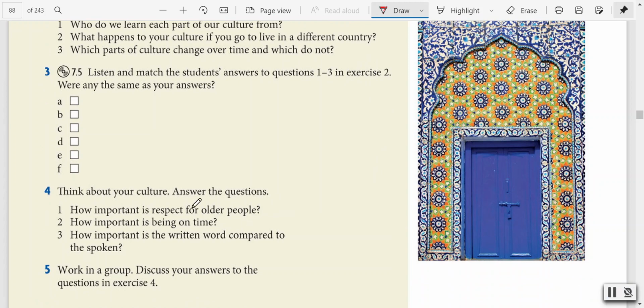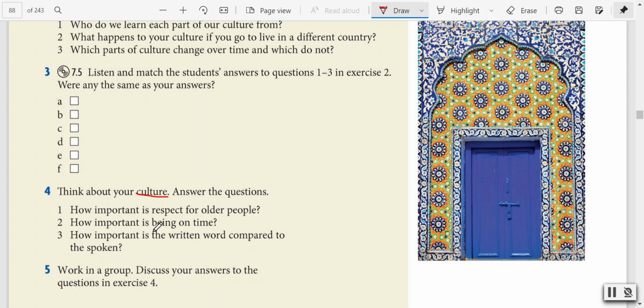Okay, in here in exercise number 4 we have 3 questions. You can ask these questions to your friend, to your family, and according to you, to what? According to your culture. How important is respect for older people?